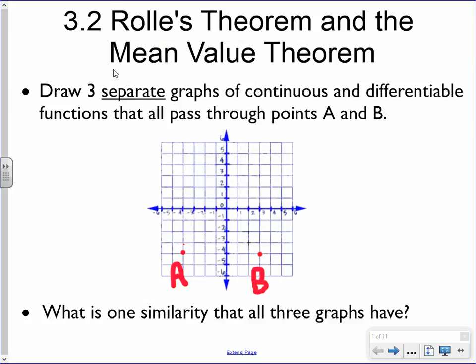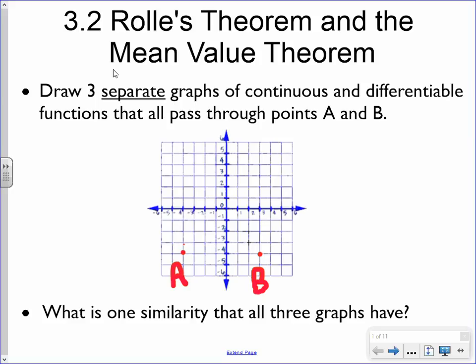This is what I'd like you to do. I have a graph up here with points A and B. I would like you in your notes to draw 3 different continuous and differentiable graphs that go through those 2 points. Continuous means what? No holes, no asymptotes, no breaks. Differentiable means no corners.